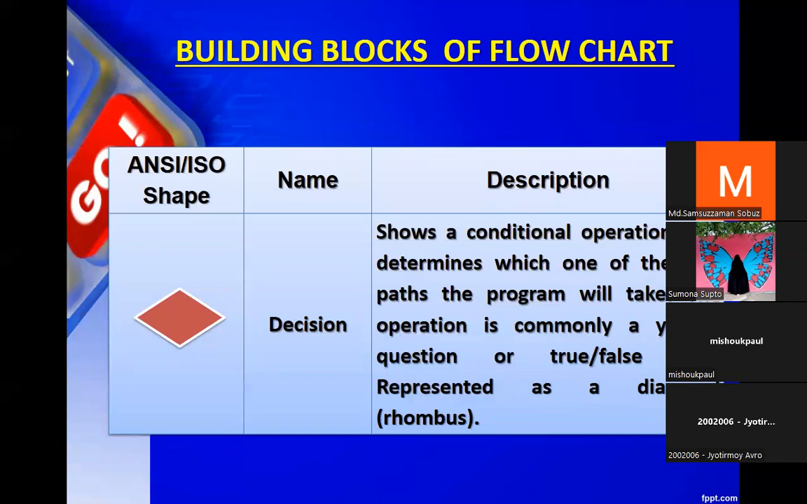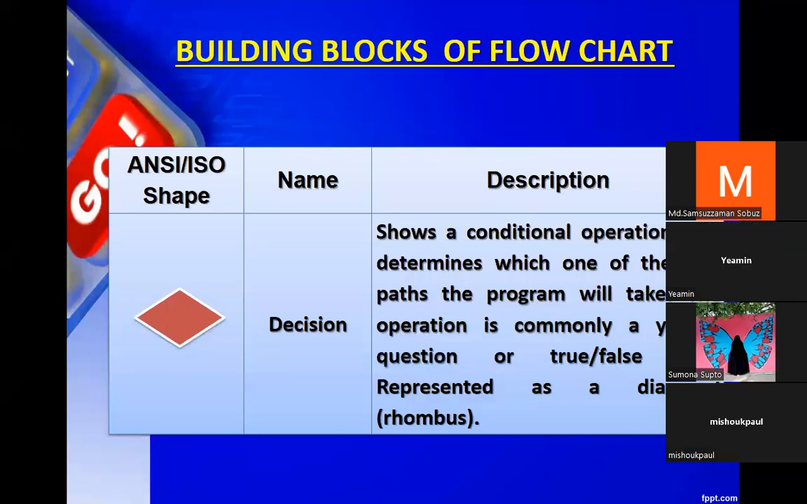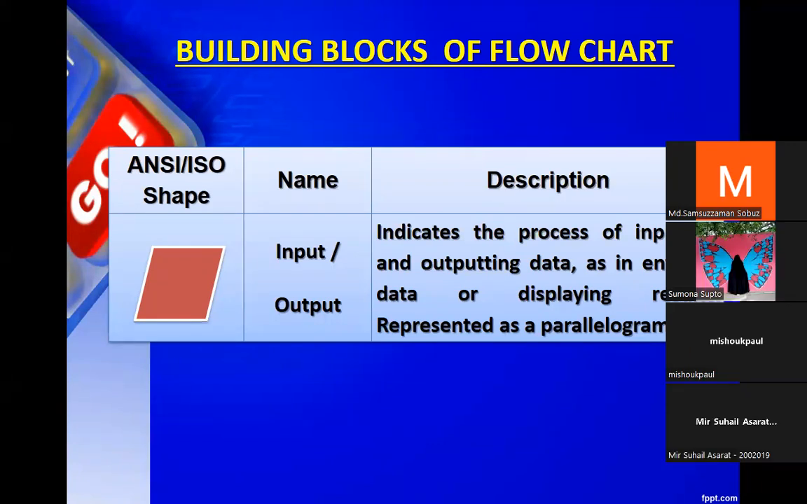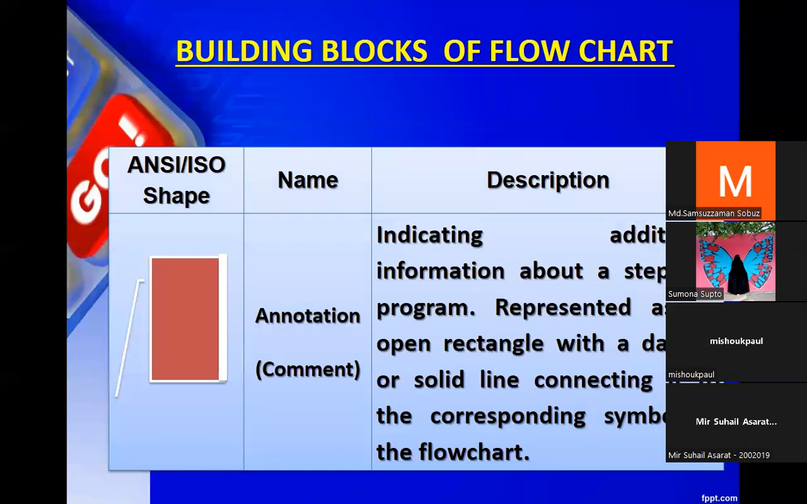That means if the condition is true, then you need to go this way. If the condition is false, then you need to go the other way. Basically, this type of operation is commonly a yes/no question or true/false test, represented as a diamond, this symbol. This is input output processing. We can use this symbol for input and output, to take the variable initialization, to declare the variable. We will use this symbol. It indicates the process of inputting and outputting data, as in entering the data, displaying the result, represented as a parallelogram. And also this one, annotation comment, that means it indicates additional information. If we need any additional comment, then we can use this shape.